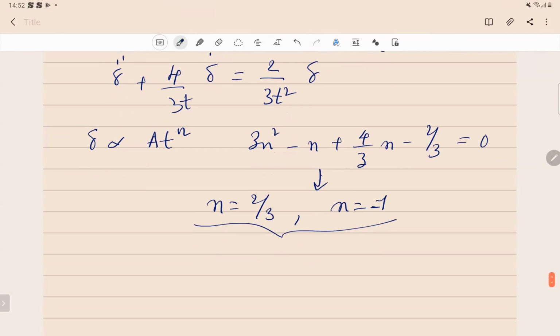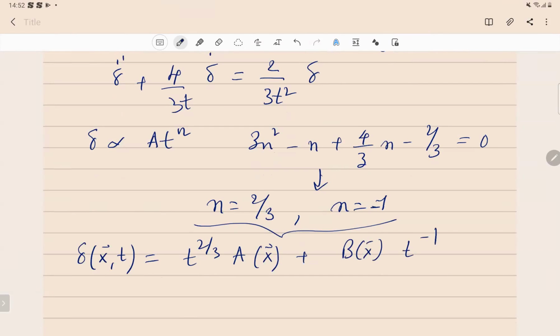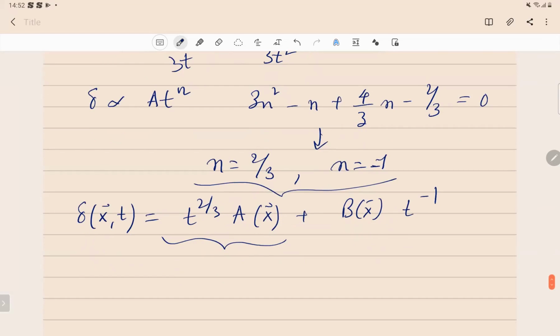So you have two solutions. So delta of x, t will be t to the power 2/3 times some a of x, and then some b of x times t to the power -1. So this solution is what is called, now we know why it's called a growing mode. It grows, it's t to the power 2/3, and this is the decaying mode. So it's basically t inverse, right?